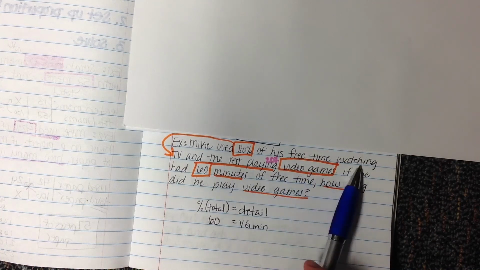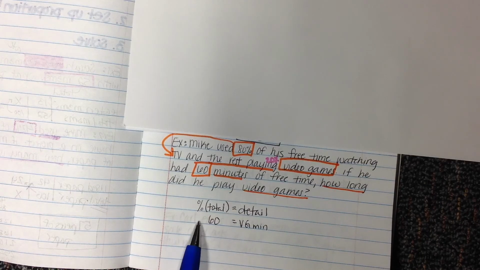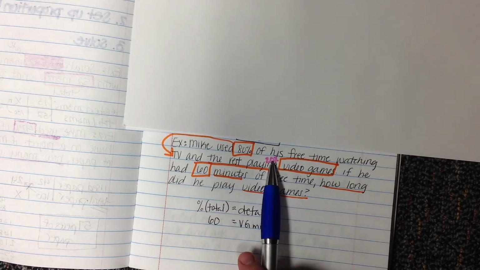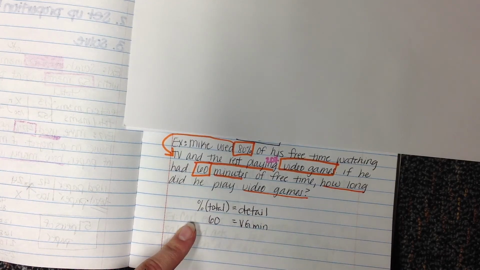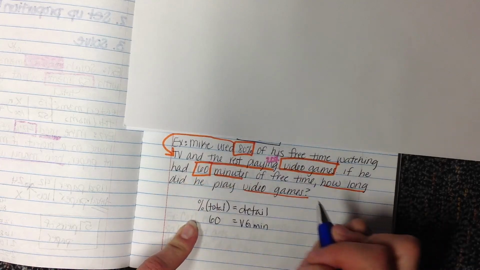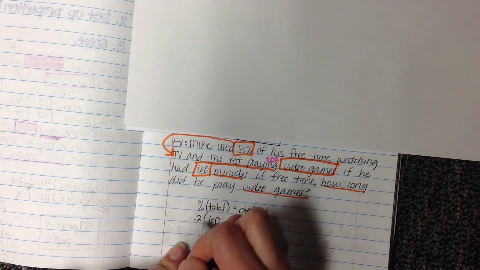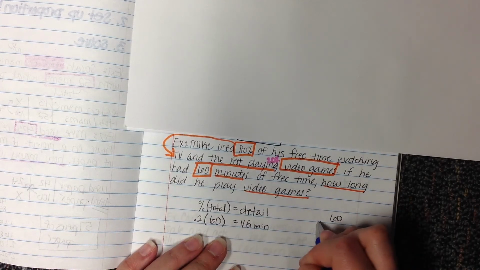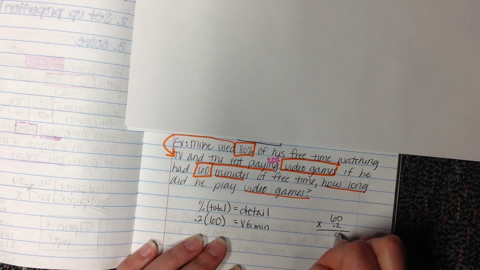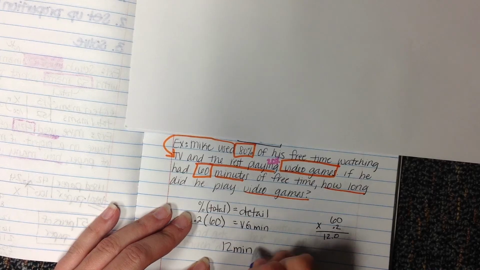So if 80% of my time is TV and the detail I'm looking for is video games, I don't need to use 80% here. The 20% I figured out on my own is video games. That's the percentage I need to use in this space. 20%, remember, written as a decimal: I have to move the decimal twice. I've got 0.2 times 60 equals video game minutes, or x. So let's go ahead and figure out how many video game minutes there were. He played video games for 12 minutes.